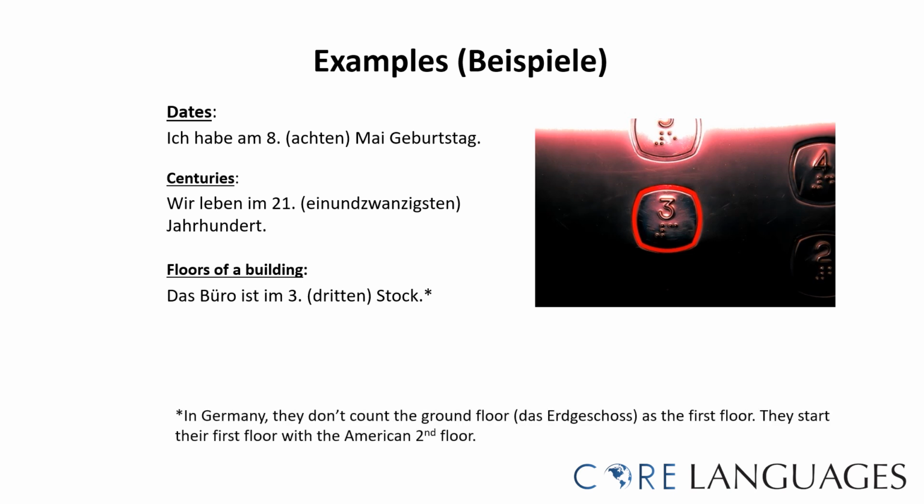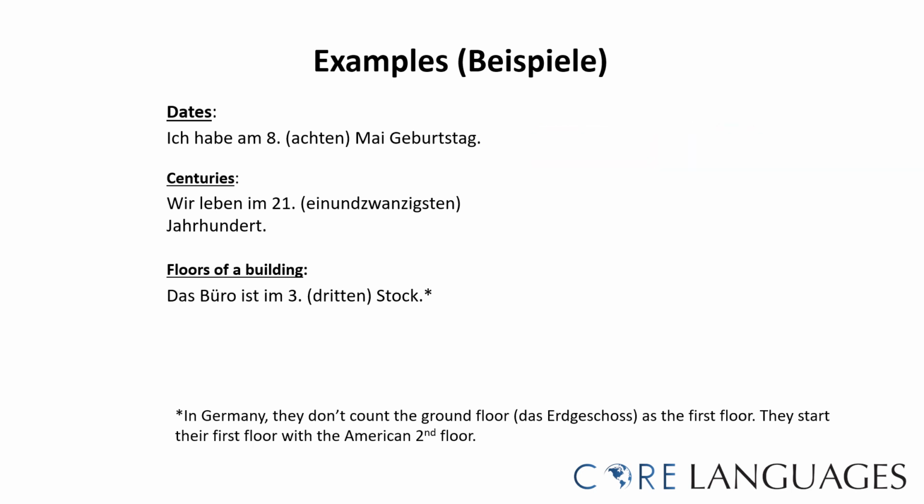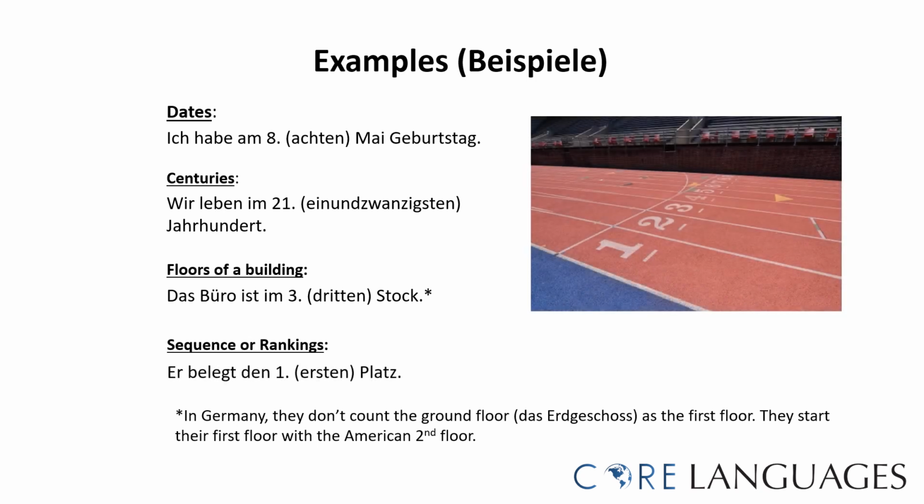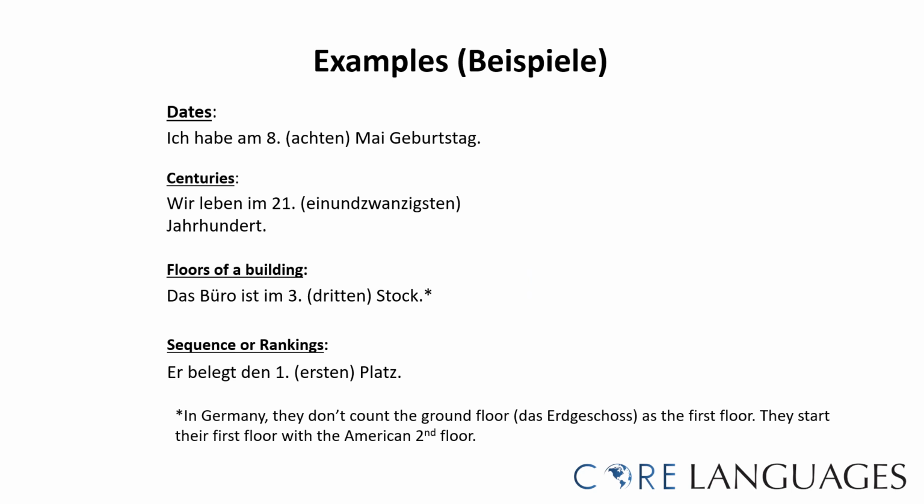It is important to point out that in Germany, we don't count the ground floor as the first floor. The first floor is the American 2nd floor. The ground floor in German is das Erdgeschoss. Another example of how to use ordinal numbers is in sequences or in rankings. For example, er belegt den 1. Platz. He comes in first place.